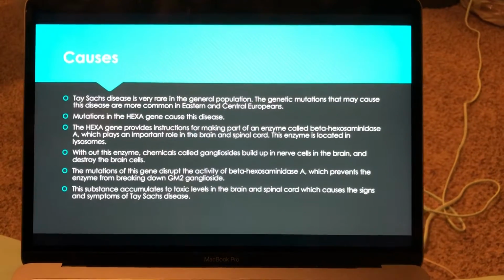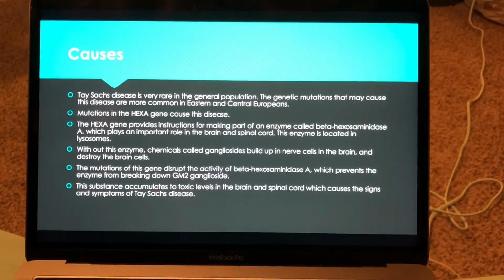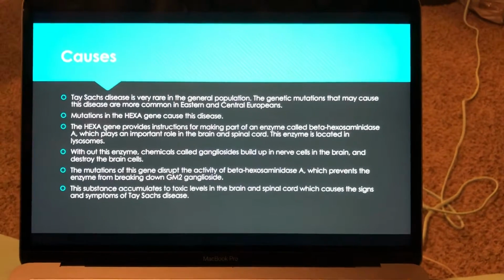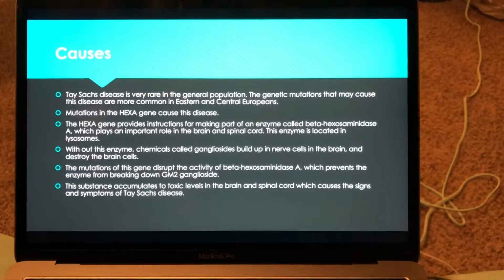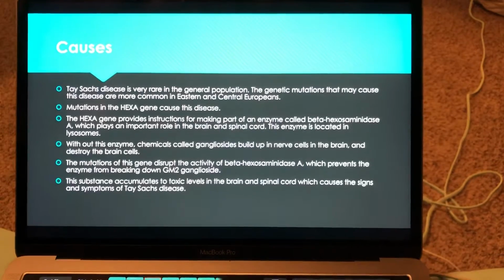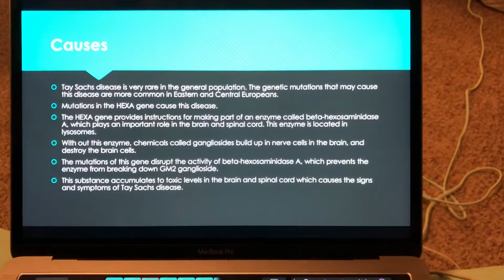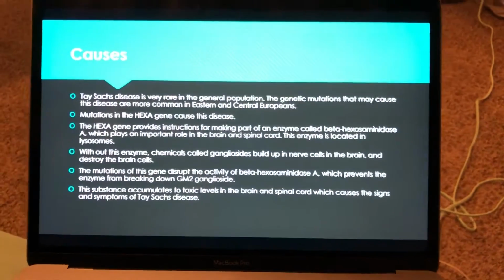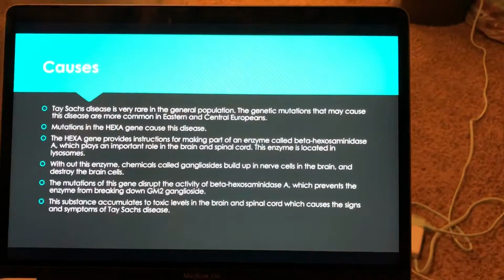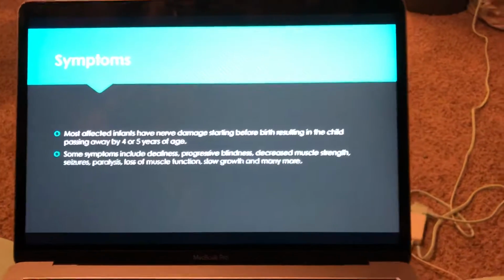The mutations of this gene disrupt the activity of beta-hexosaminidase A, which prevents the enzyme from breaking down GM2 ganglioside. The substance accumulates to toxic levels in the brain and spinal cord, which causes the signs and symptoms of Tay-Sachs disease.